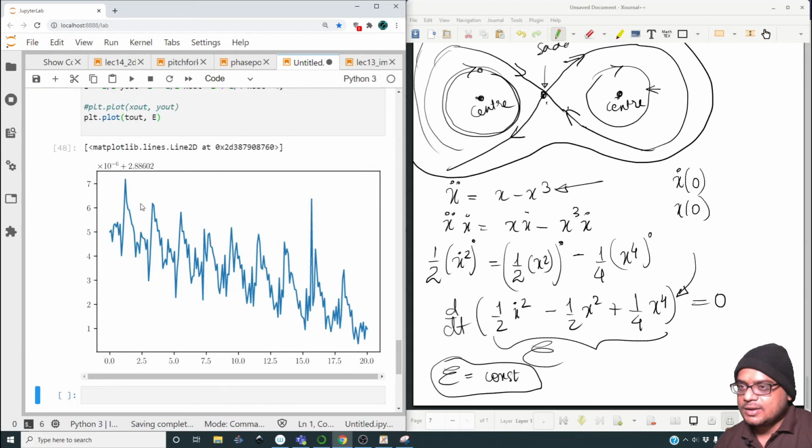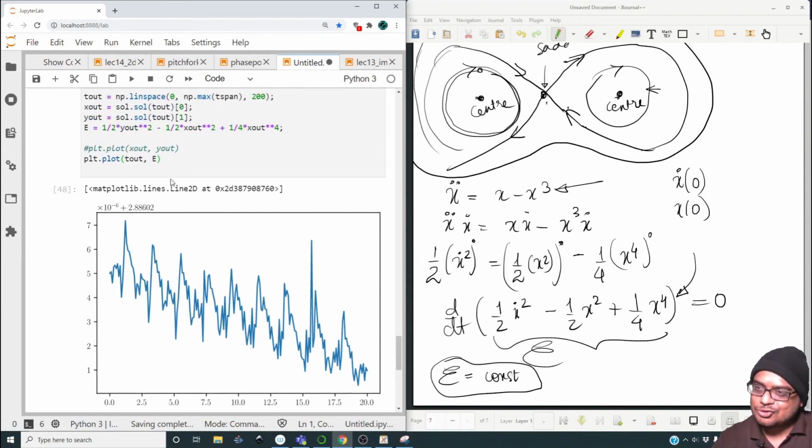Right. So energy is varying over an extremely small bandwidth, and this is due to the errors accumulating in the Runge-Kutta solver. So the energy is decreasing, but it's not decreasing very fast. Over the entire time span, it has hardly changed from 2.8862, 2.88 something plus 5 into 10 to the power minus 6 to something like 2.88602 plus 1 into 10 to the power minus something. So for a mean value of around 2.88, it's changing by 10 to the power minus 6. This is really quite negligible.